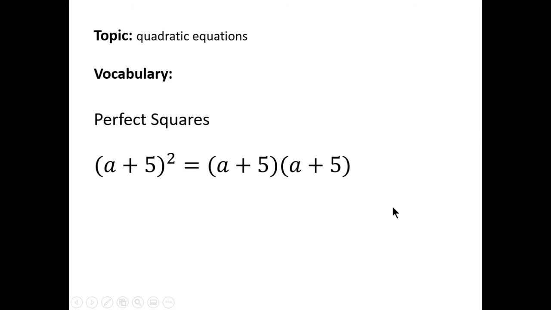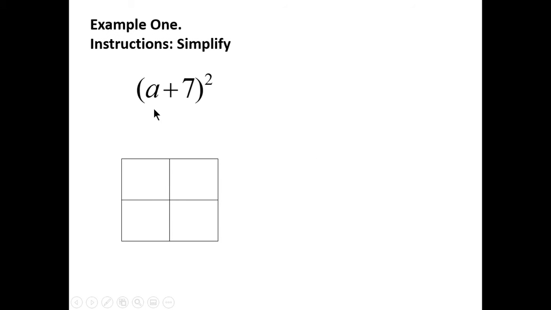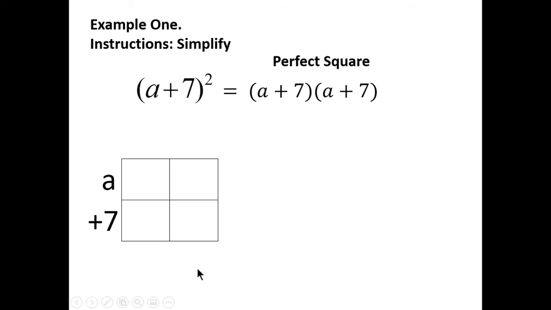All right, so let's look at our first example. In this case it is a plus 7 squared. So the other way to write that is an a plus 7 times an a plus 7. So to evaluate this multiplication, we're going to run it through this distribution box. We're going to get a plus 7 on the side. We're going to get a plus 7 on the top.